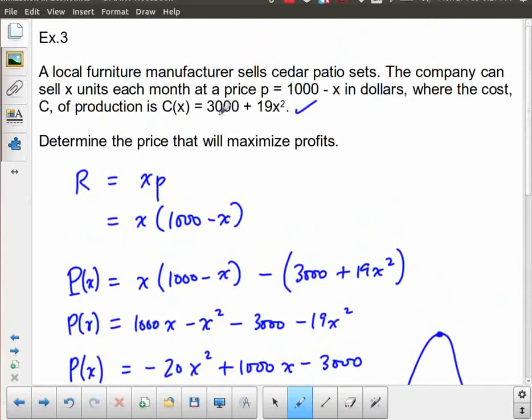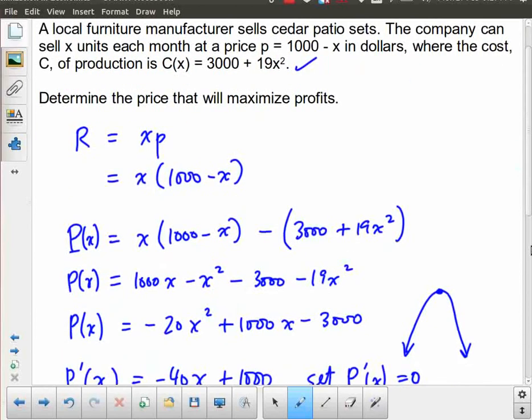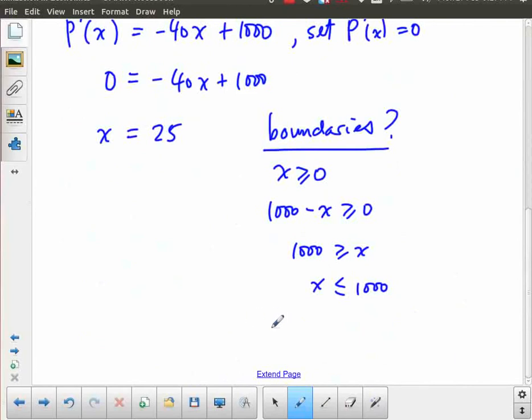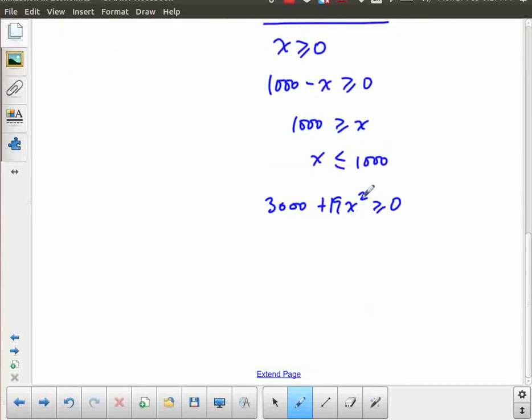What about the cost function? Are there any restrictions on the cost function? Well, the cost can be as high as can be if we're dumb enough to pay it. But there is a minimum on the cost. The cost has to be greater than or equal to 0. So 3000 plus 19x squared has to be greater than or equal to 0. But if you take a moment to think about this, this is always true. So that's not a condition, because 3000 is a positive number, and 19x squared is always going to be a positive number because the x squared is positive.